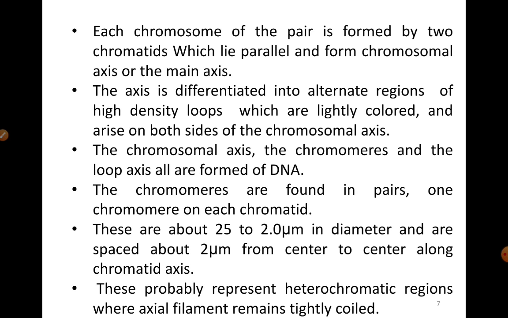The chromomeres are found in pairs, one chromomere on each chromatid. They are about 0.25 to 2 micrometer in diameter and are spaced about 2 microns from center to center along the chromatid axis. Now these probably represent the heterochromatic regions where the axial filament remains tightly coiled.